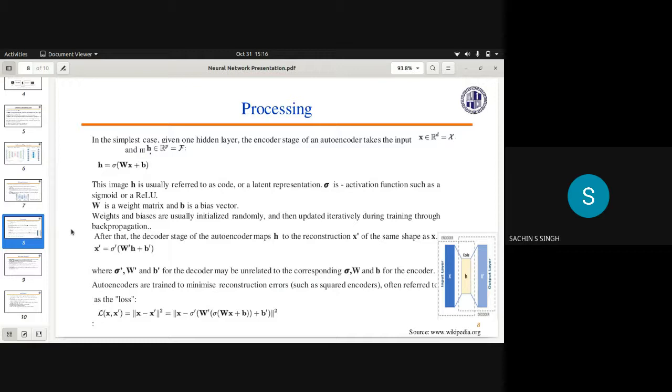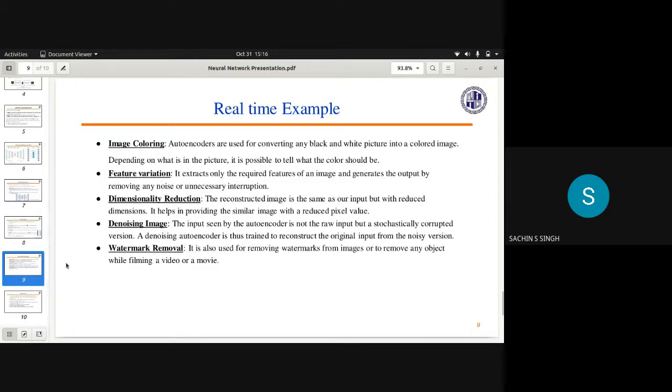Then we calculate the loss function. Loss function is the difference between the output layer x dash and the input layer x. So we try to minimize the difference between the two. And next Ashish will explain the real-time examples.